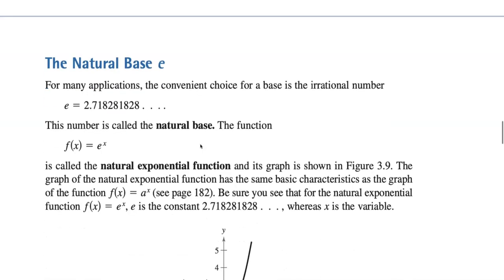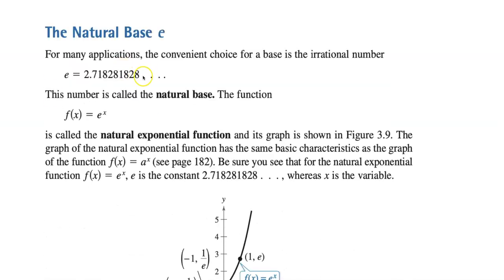Okay, let's talk about the natural base. So e is a very special number in mathematics. It's an irrational number, right? So it never ends. So it's 2.71828 and so on. Keeps on going. It has very special properties in mathematics. We mostly use it to solve exponential equations.